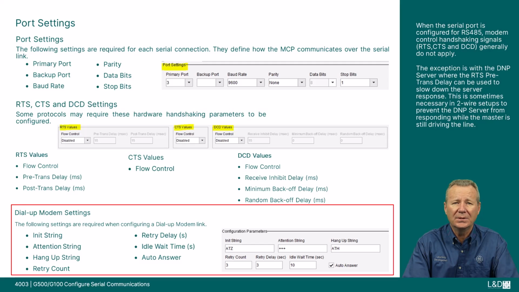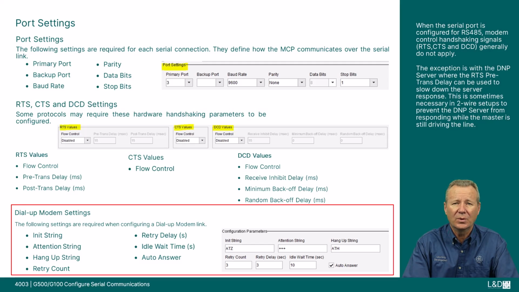Idle wait time in seconds: the amount of time in seconds that must elapse without data transmission before the connection is terminated. The range is 0 to 3,600 seconds. The default is 10 seconds for client applications and 15 seconds for server applications.